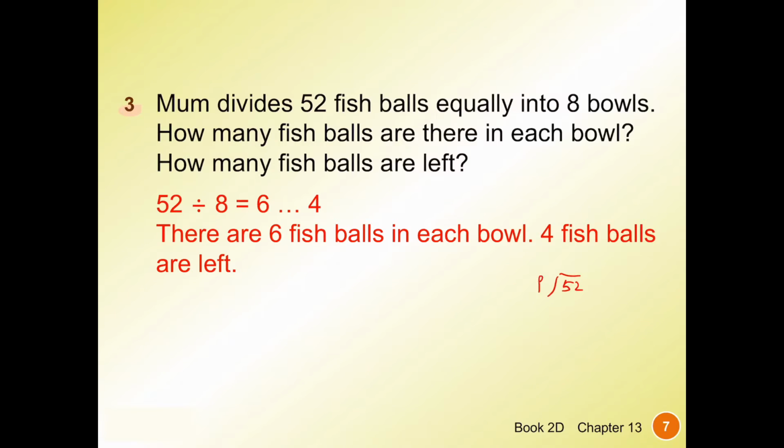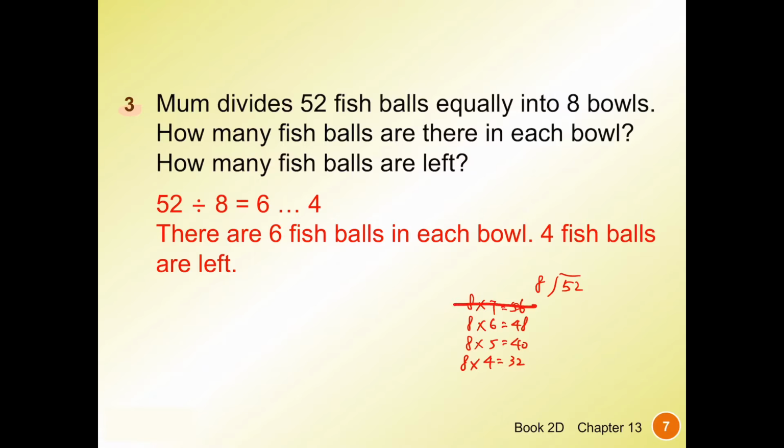52 divided by 8. So we'll try to find the product in the multiplication table of 8 which is close to 52 and still less than 52. So let's go through some numbers here. 8 times 4 equals 32. 8 times 5 equals 40. 8 times 6, 48. 8 times 7, 56.